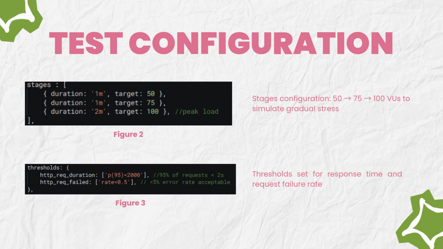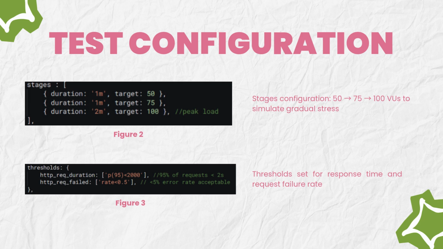Figure 2 shows the stages configuration script. I set 3 stages to simulate gradual load increase. The test started with 50 virtual users, followed by 75, and finally 100 users, which is also the maximum allowed in the free Grafana Cloud plan.